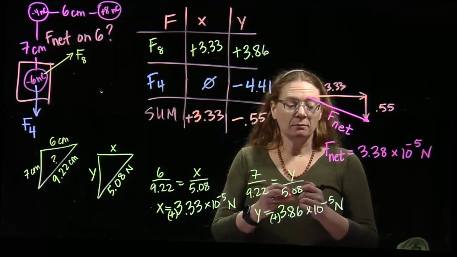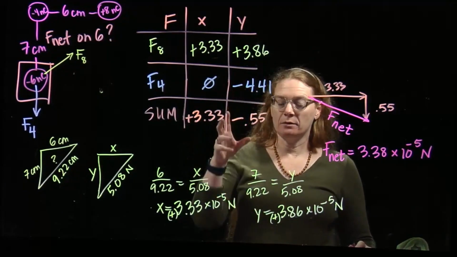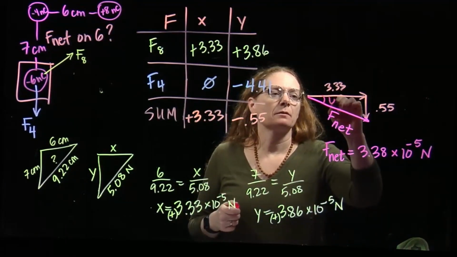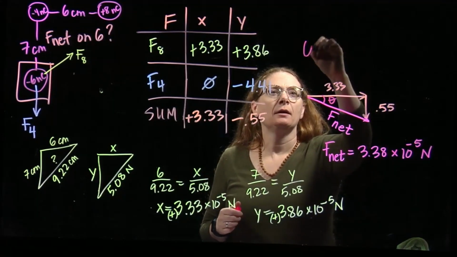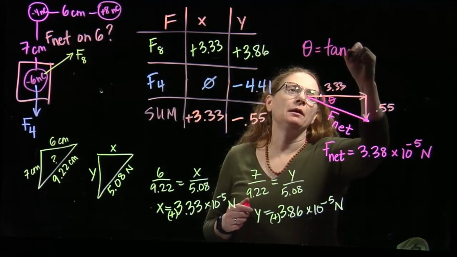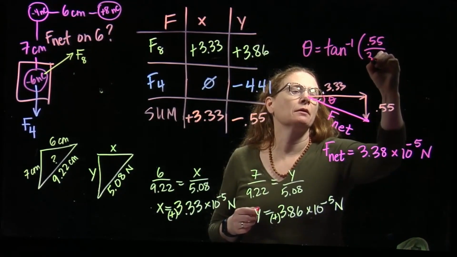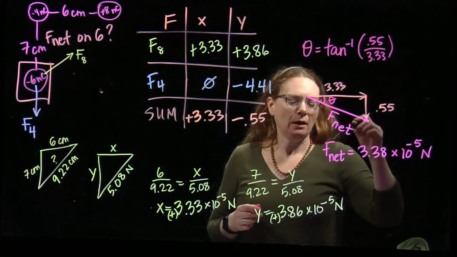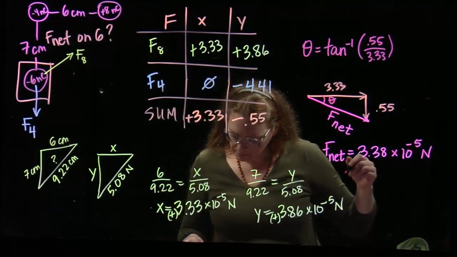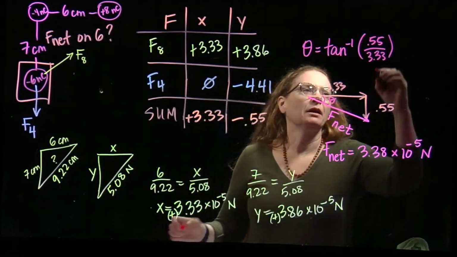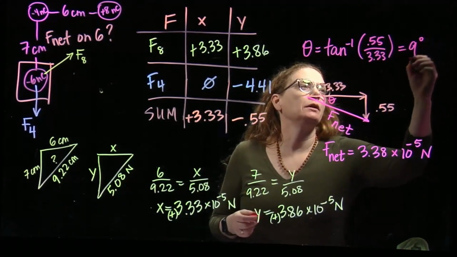Don't stop there. Because forces are vectors, we need the direction. So let's figure out what that angle is. The angle is going to be the inverse tangent of 0.55, opposite over adjacent, 3.33. And I get an angle of 9.4. So about 9 degrees.